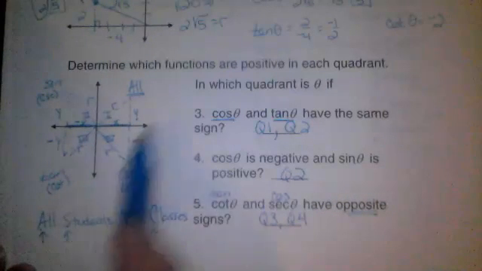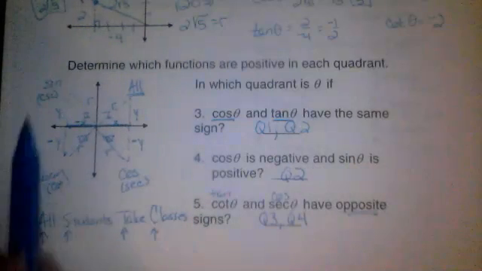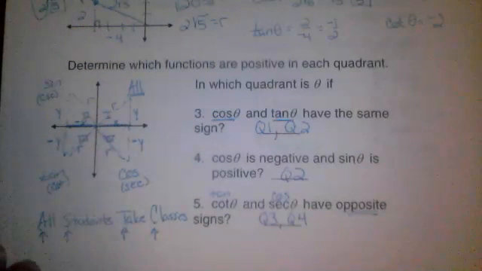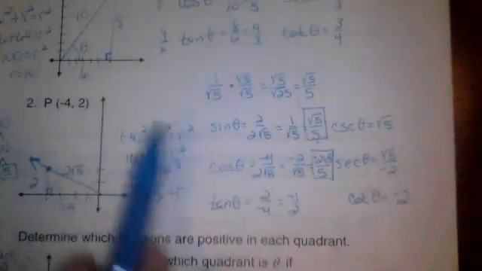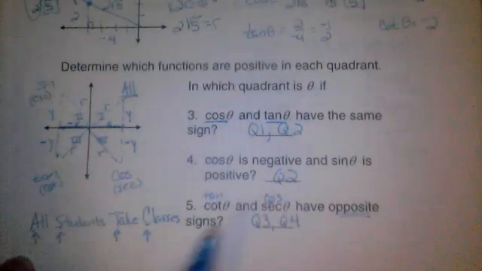So on your homework, there are going to be some questions like this, where you're going to have to think about in which quadrant they would be positive or negative. All right, so given a point, you should be able to give me all 6 trig ratios, and this hopefully will be helpful in answering some of these questions.